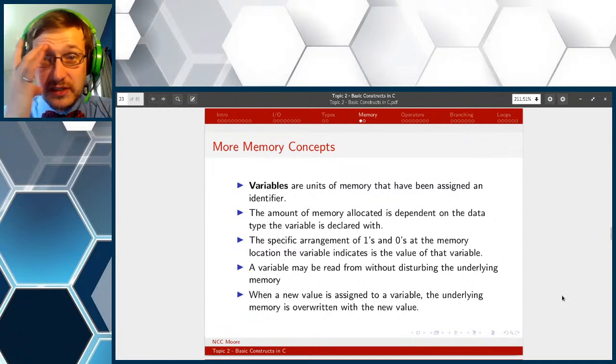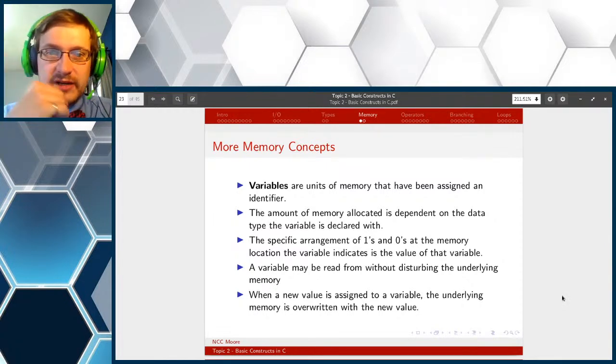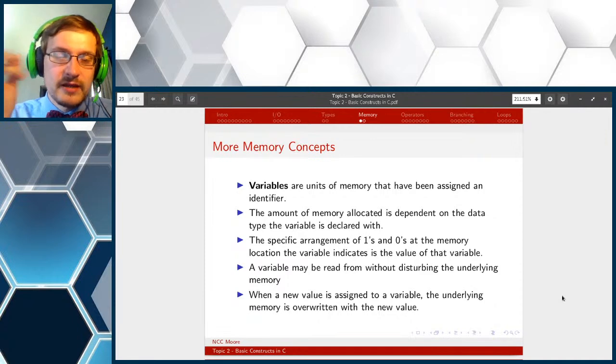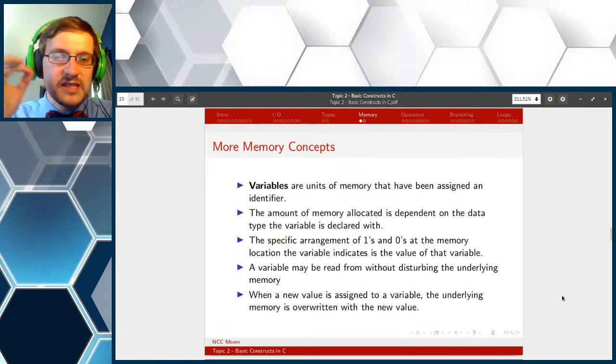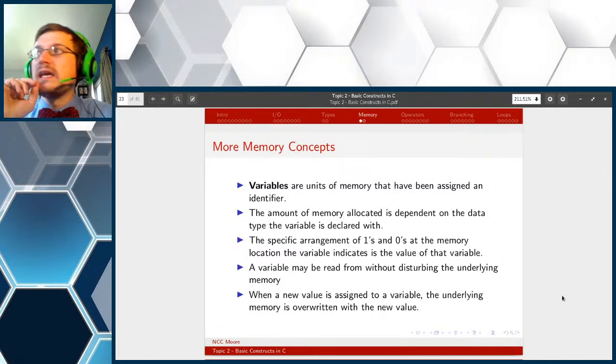Variables. I think I've already kind of covered some of this, but let's talk about it anyway. Variables are units of memory that have been assigned to an identifier. The amount of memory allocated is dependent on the data type the variable is declared with. The specific arrangements of ones and zeros at the memory location the variable indicates, that's the value of the variable.